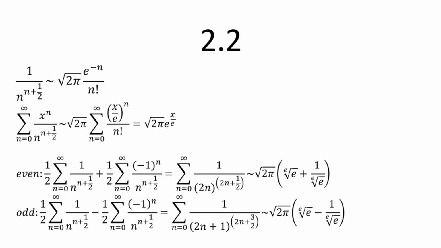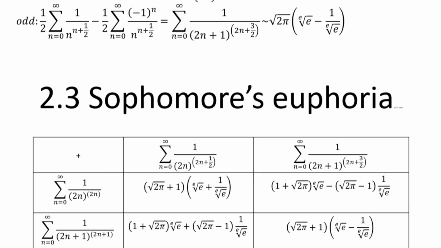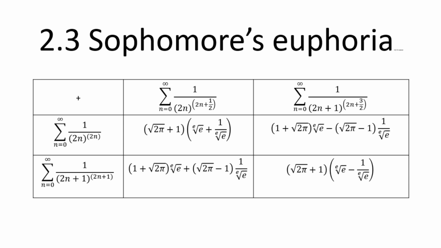Similarly, you can also do this again for 1 over n to the power n plus a half, and then we have this summation. This is also an interesting one, and is actually quite similar to what we just saw. Now, we can also combine this and have something which I would like to call Sophomore's Euphoria, where we have all these kinds of summations of odd parts, of even parts, where we have an integer plus a half for the exponential. This is really interesting, and if you add these terms, you get an interesting combination.